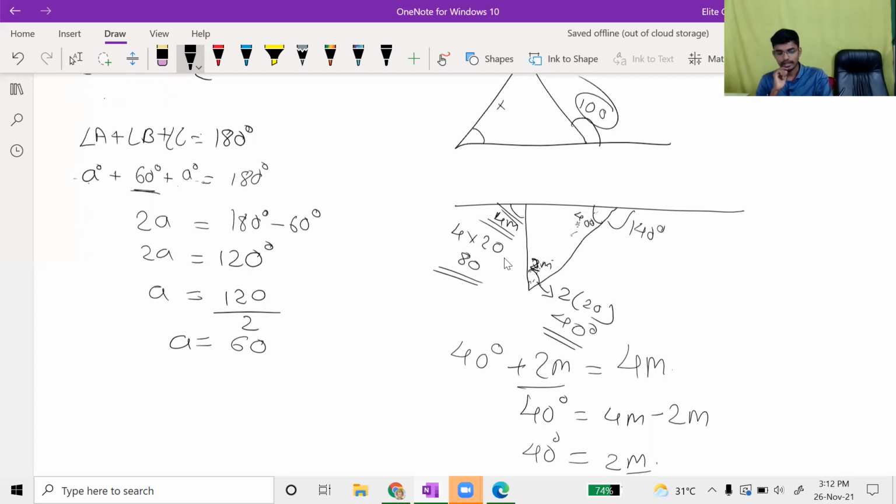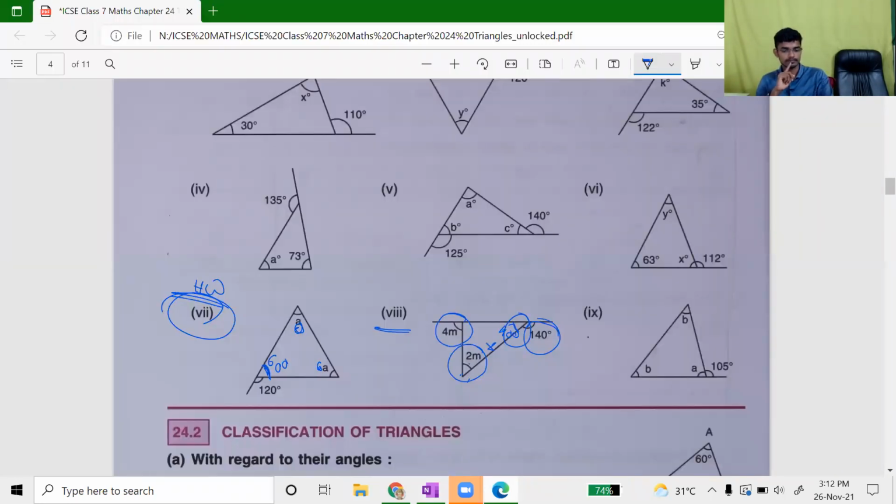Any doubt? No, sir. Sure? Yes, sir. So this will also be homework for you. See how we did this one. Question number 7 and question number 9. The same type of question. Both are the same and we have to find this angle.